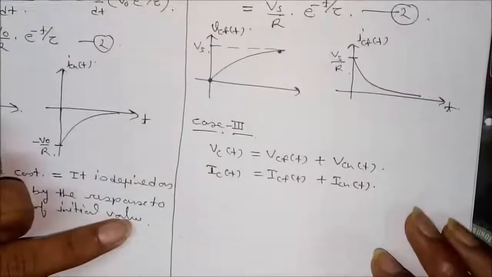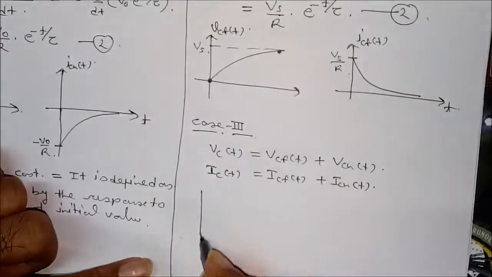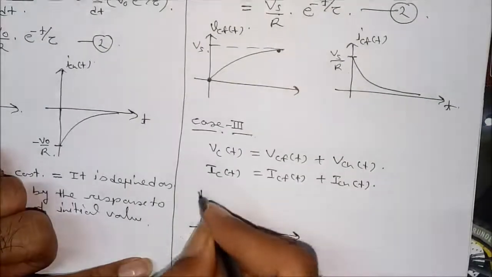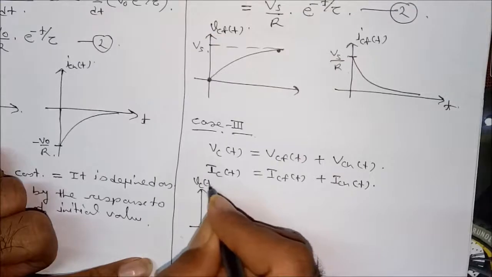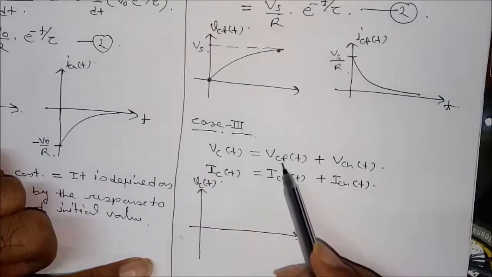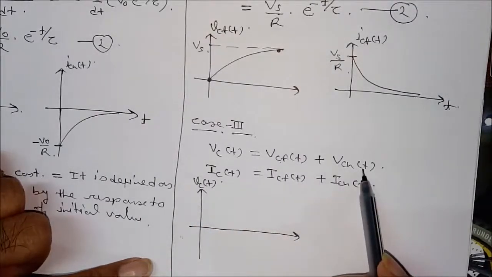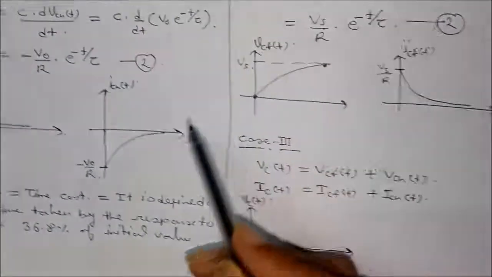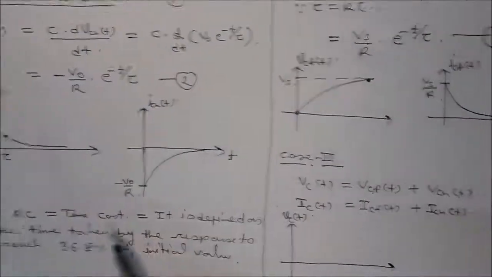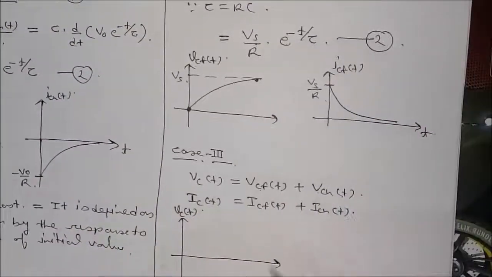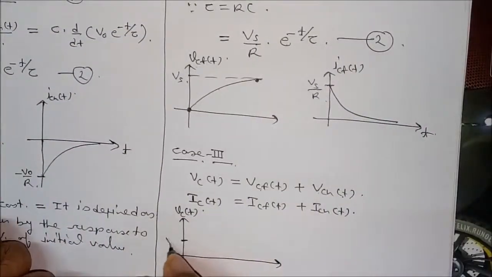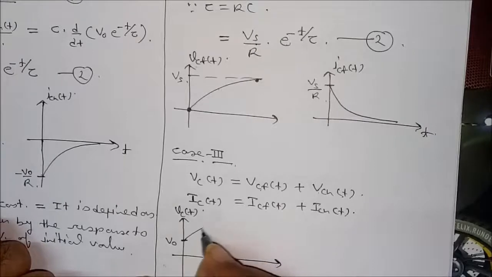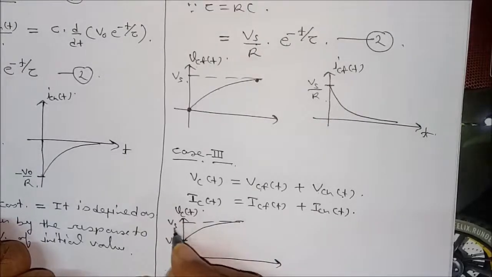Now graphically, if you want to represent, add up both responses. This is VCT. VCT will be the summation of VCFT and VCNT. VCFT is this one. VCNT is this one. Add up both. If you add up, what you will get? You will get this response like this, V0, like this. Is it okay?